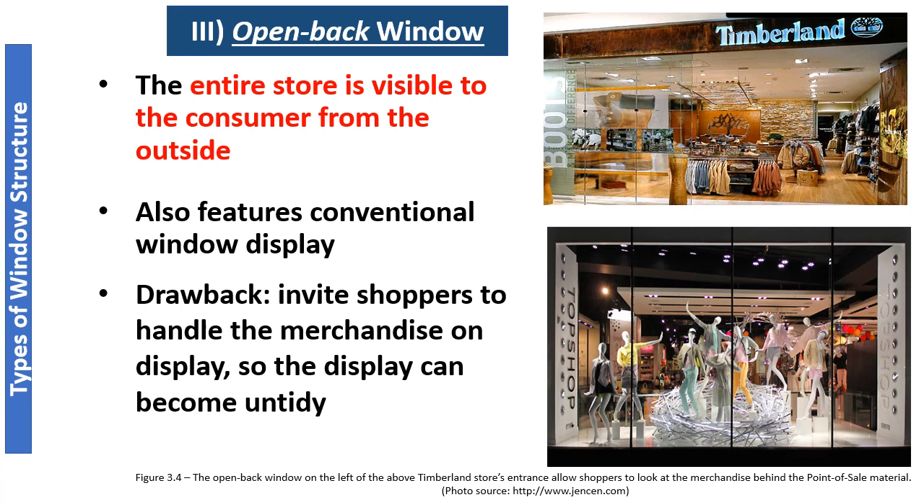Third type is open back window. The entire store is visible to the consumer from the outside. Also features conventional window display. Drawback: invites shoppers to handle the merchandise on display so the display can become untidy. From the images, you must have got an idea.